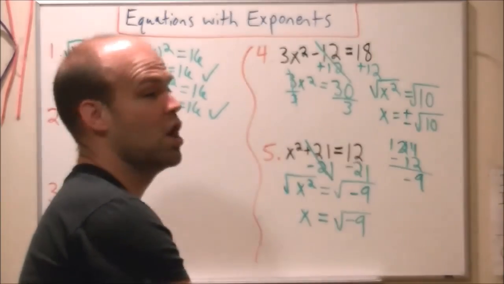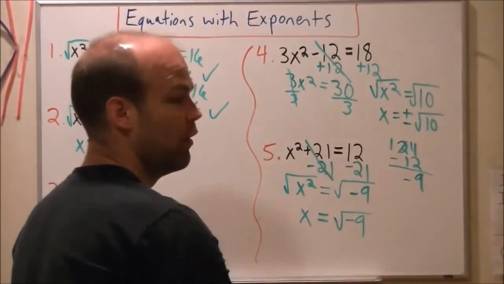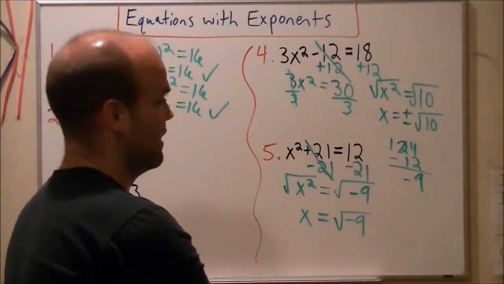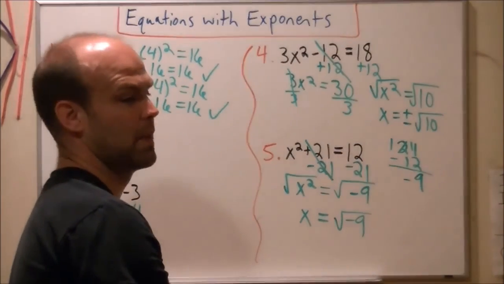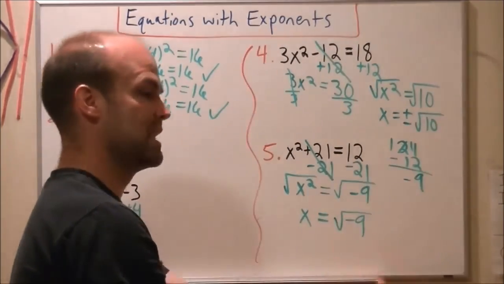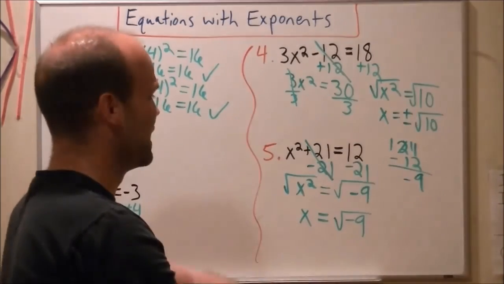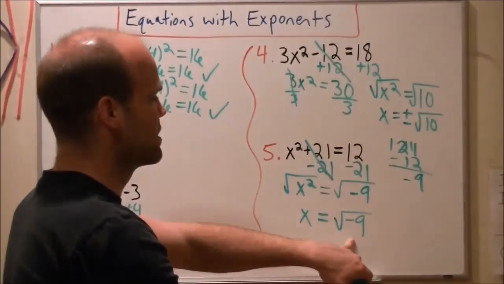And that is because no number times itself, whether positive or negative, will ever be a negative, because a positive times a positive has to be a positive, and a negative times a negative has to be a positive as well. So that can never be a true statement.